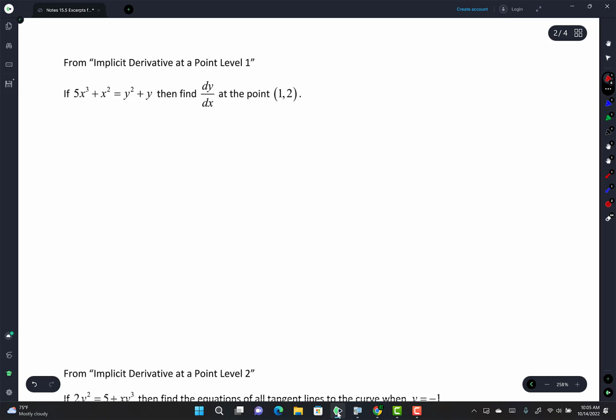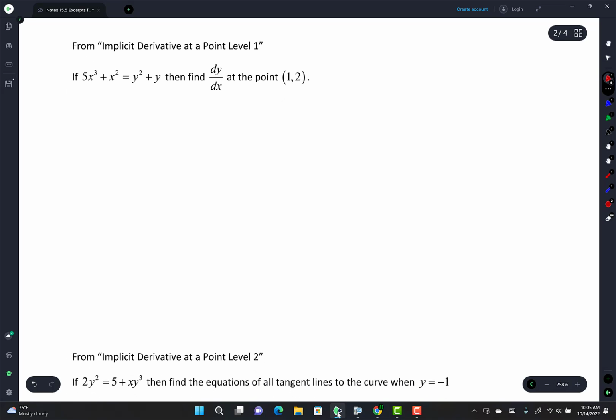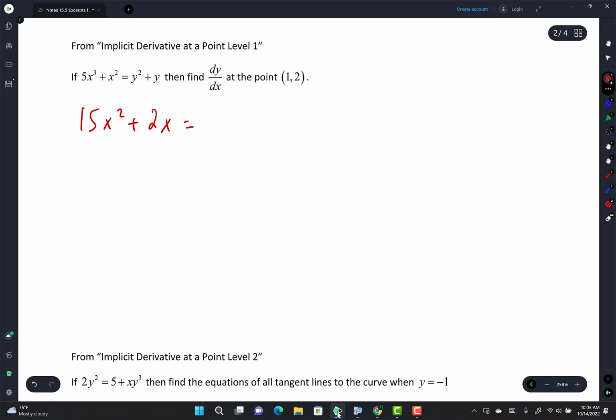This is level 1, so it should be easy. Let's see how easy it is. It says find dy/dx at the point (1, 2). You guys ready? What's the derivative of 5x cubed? So 15x squared plus, what's the derivative of x squared? 2x equals, what's the derivative of y squared? Perfect. Plus dy/dx. Yeah, I can see why it's level 1. Now I'm going to factor out a dy/dx on the right because all the dy/dx is already there. So 15x squared plus 2x equals dy/dx, open parenthesis, 2y plus 1.